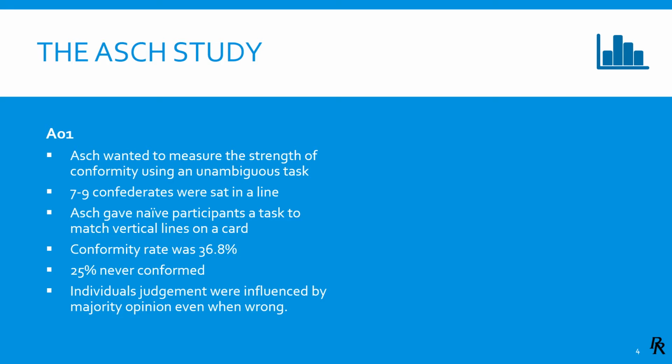In conclusion, some individuals' judgments and decisions are influenced by a majority opinion, even when the majority opinion is obviously wrong. Although 36.8% is not the majority, participants conformed at least once to the majority, 75% of the time.